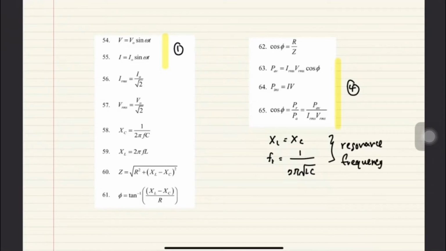Okay, so far any question that you want to ask about the equations ni? Ada tak yang equation kamu confused?